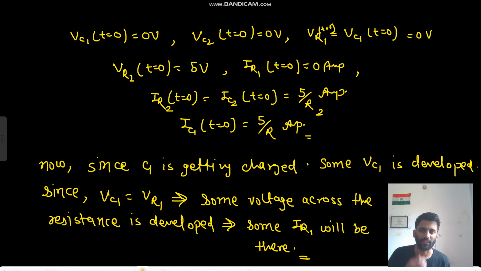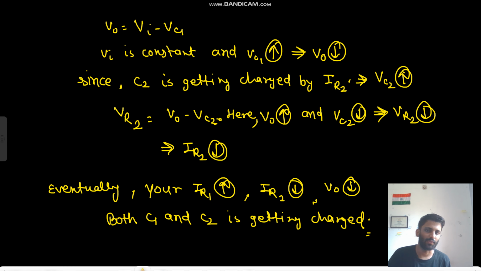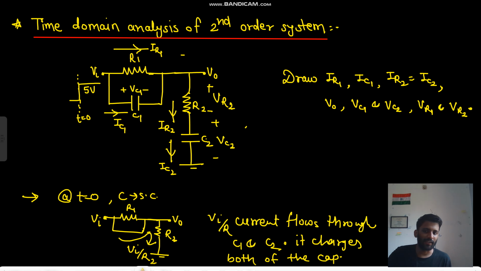Okay, so this is what we have written. Some voltage, so some IR1 will be there, and because of that your VC1 is going up, that means your V0 is going down, and since C2 is getting charged, your VC2 is going up, and since VC2 is going up, that means your VR2 is going down, that means your IR2 is going down. Now your IR1 is going up, IR2 is going down, and your V0 is going down. So at some point, if IR1 is going up and IR2 is going down, IR1 will be equal to IR2.